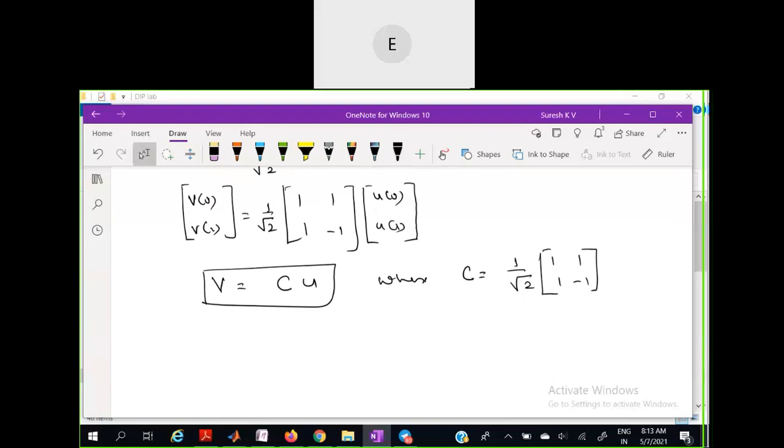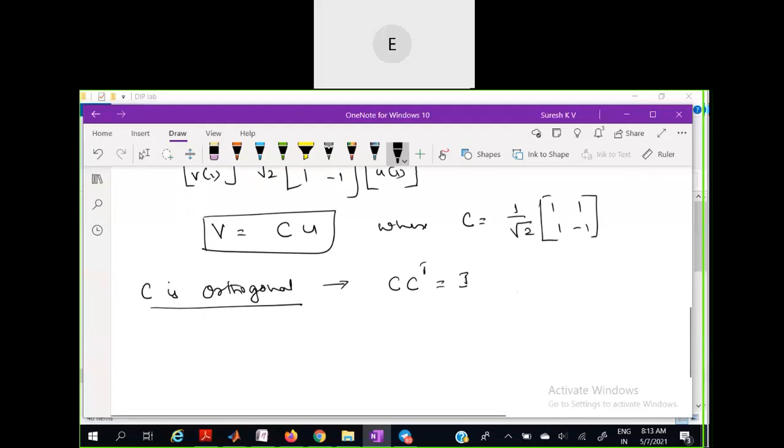So actually C is orthogonal. In the first class of image transforms, I defined orthogonality. What do we mean by orthogonal? C into C transpose has to be an identity matrix, and you can easily verify that here. I don't think I need to do it. Okay, please check. This can be verified easily. You will get an identity matrix. So C is orthogonal here.